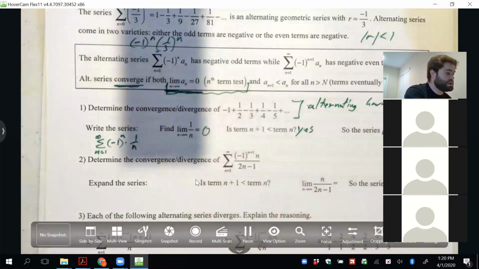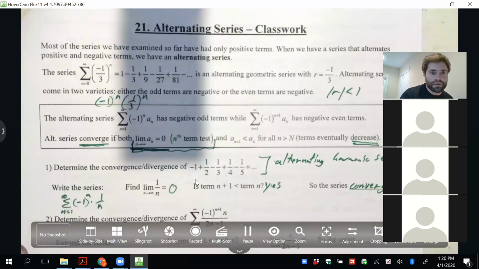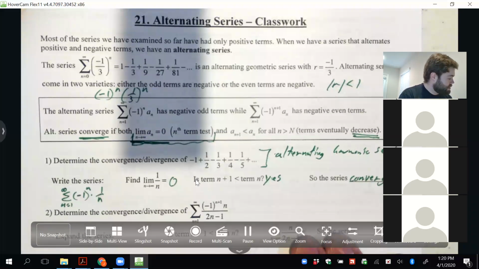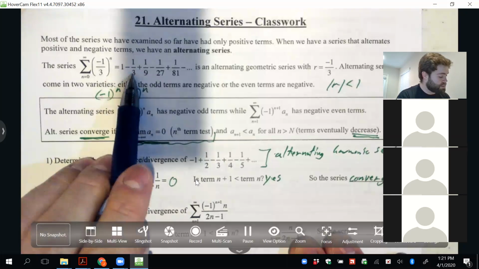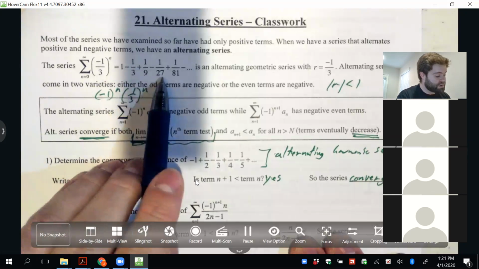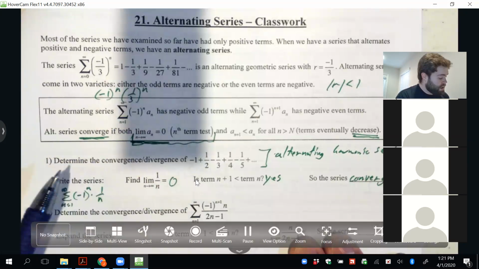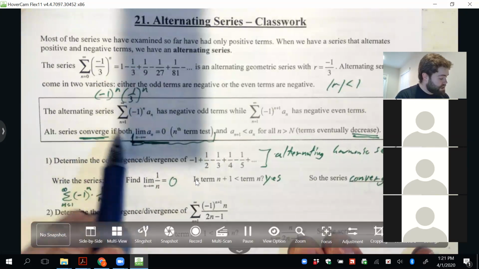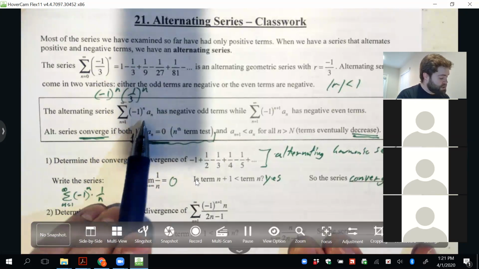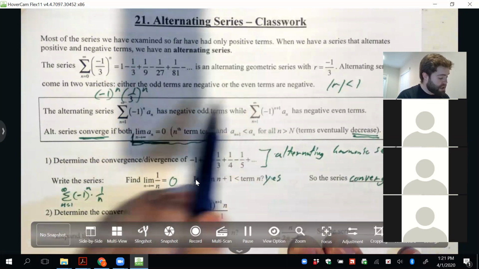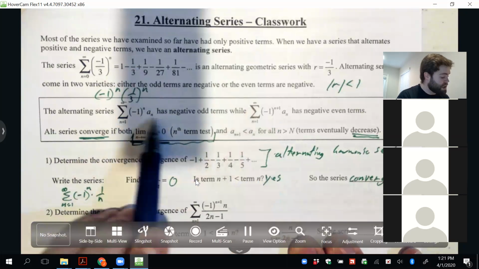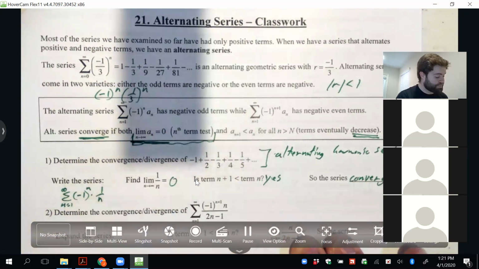Alternating series. So on Monday, we started doing alternating series. And we talked about an alternating series is one that's going to alternate signs, like -1, -3, 1/3, +1/9, -1/27, and so on. Every alternating series could be written as -1 to the n power or -1 to the n plus 1, something like that. That's what makes it alternate signs, and then times its sequence.